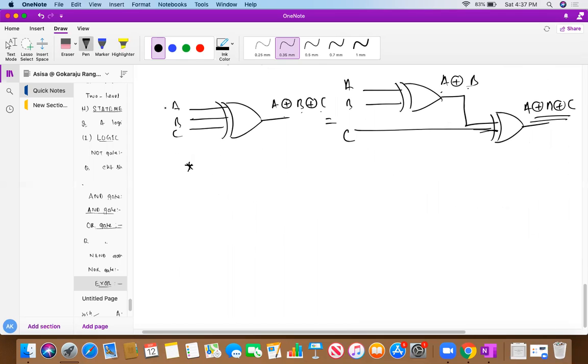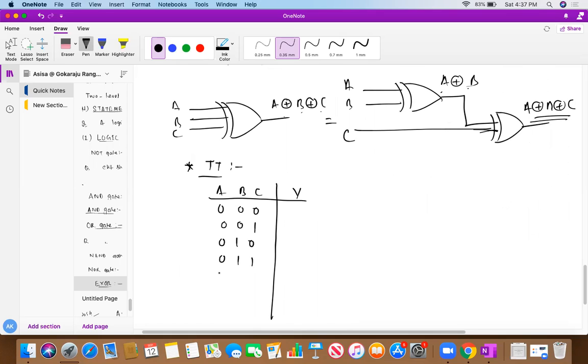Understand? So what is the truth table? I'm going to tell you a very important concept now for this 3-input XOR. Please try to understand. So A, B, C, and this is my Y. The inputs are 000, 001, 010, 011, 100, 101, 110, 111. So how is it? The output will obviously be 0, 1, 1, 0 and 1, 0, 0, 1.